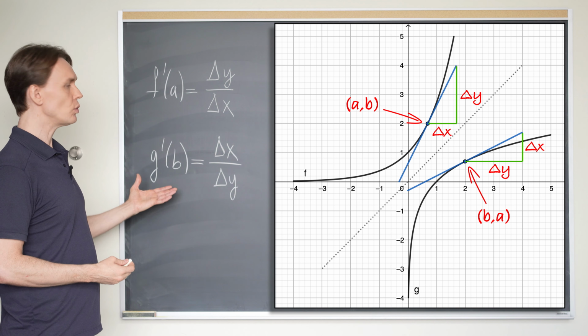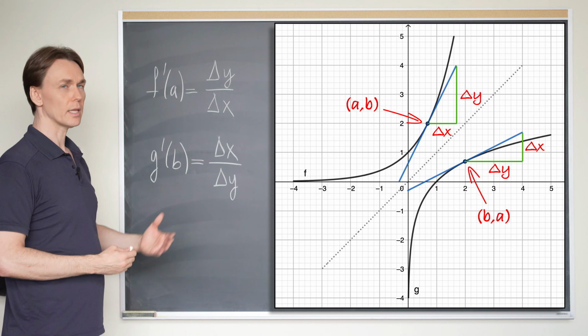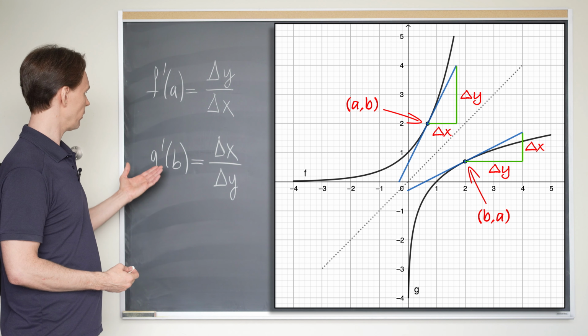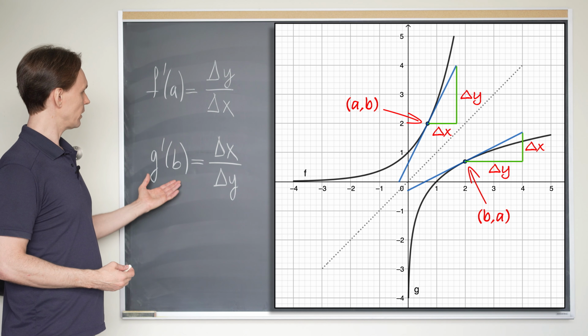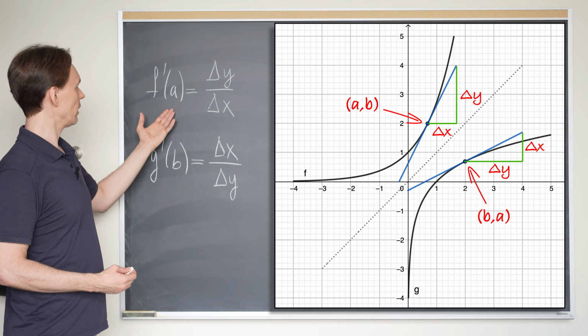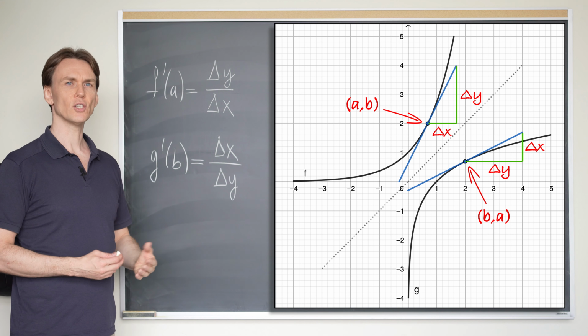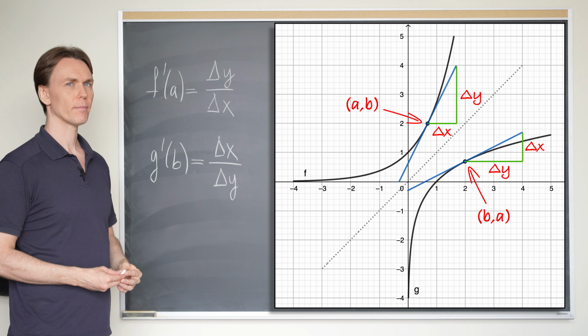And comparing these two, you can see that we get exactly what we want, that the derivative of the inverse at this point b is 1 divided by the derivative of the original function f at the point a.